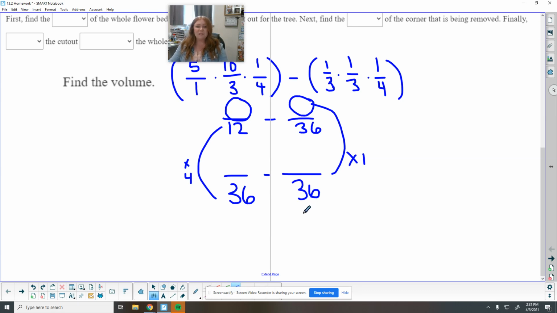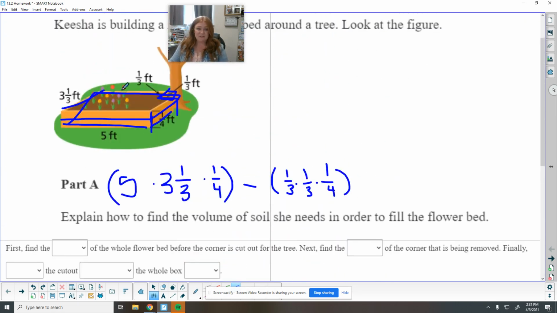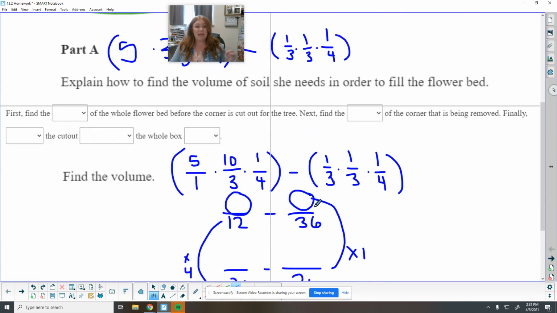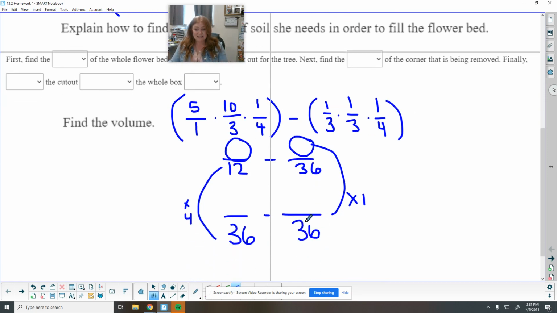Since the problem gave us fractions, we can give the answer back as a fraction. We don't need to put a decimal and divide it out. We can just do the remainder out of 36 as our fraction.